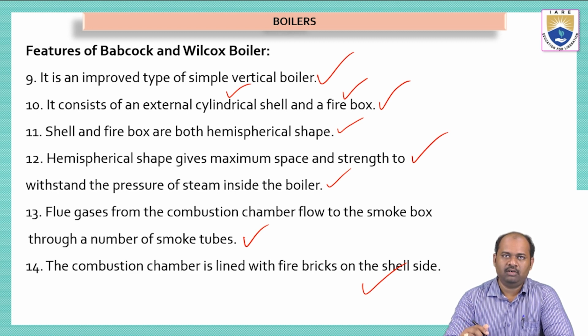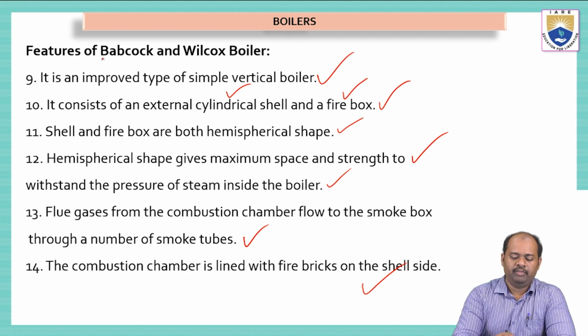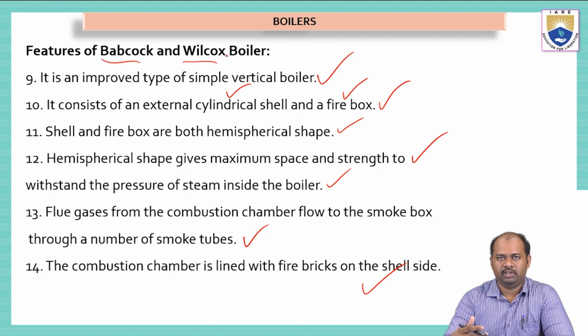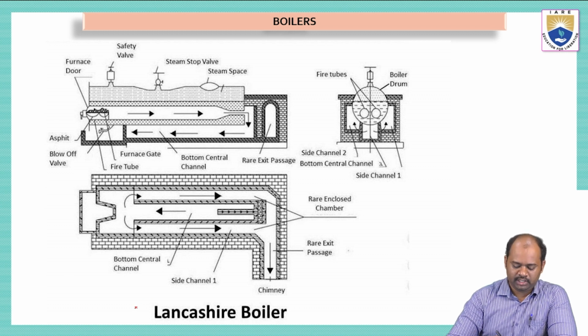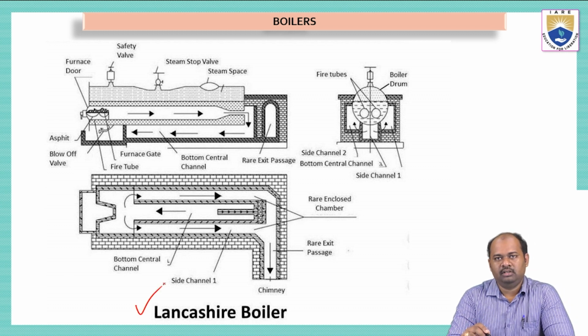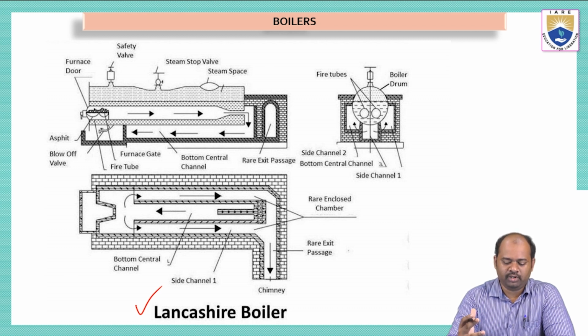So this is the working of the Babcock and Wilcox boiler. Babcock and Wilcox are the names of the scientists or persons who developed this kind of boiler. And then we'll see the working of another type of boiler. That is the Lancashire boiler. This is a horizontal boiler where we'll see the working.